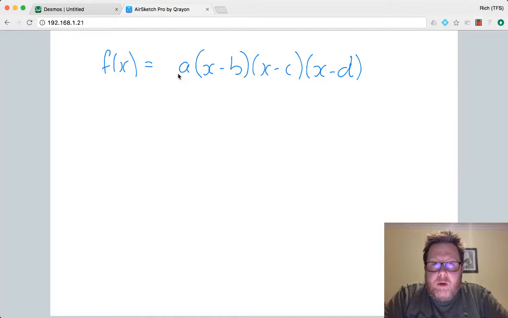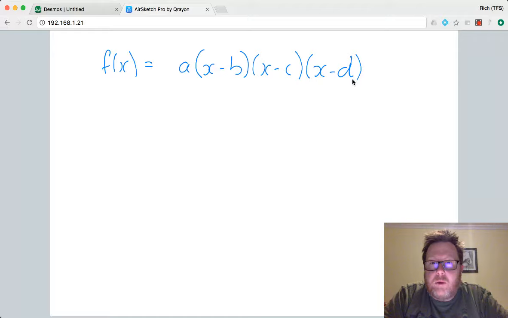So we may or may not have a factor outside of the factorized expression, because that's what intercept form means, right? It means that the cubic has been factorized, fully factorized, as you can see here. So we may or may not have a number out here. And then we've got our three factors.